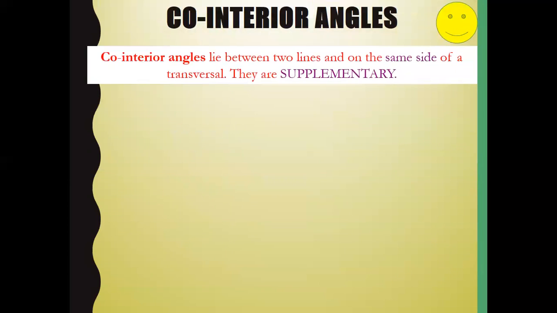Now, co-interior angles are angles that lie between two lines and are on the same side of the transversal. They are not opposite like the alternate angles. They lie on the same side of the transversal, but they are between two different lines. They are not equal. They are supplementary. When we say two angles are supplementary, we mean that they sum up to 180 degrees. In case you don't know or you've forgotten, supplementary means they add up to 180 degrees. So let's take a look at the diagrams here.